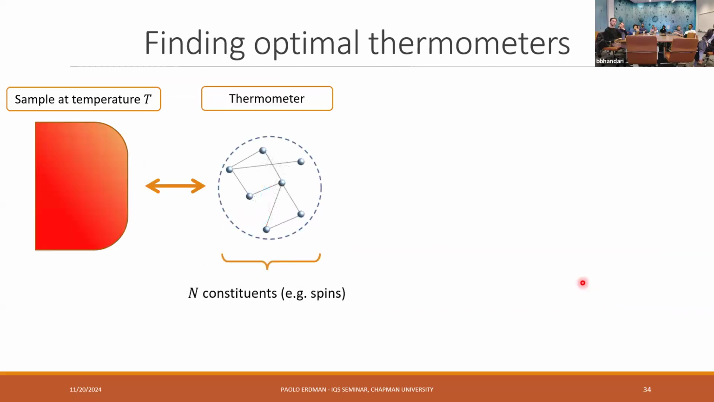So if we go back to this picture, now we assign, let's say, some structure to the thermometer. We consider it just like a network of two-level systems or of spins. And what we want to understand is how do we choose the Hamiltonian for these spins to get the best thermometer, so the highest heat capacity.